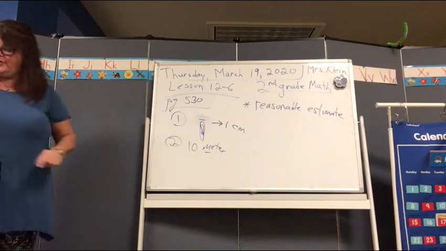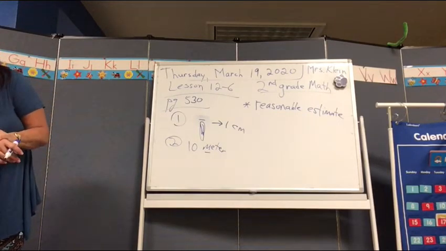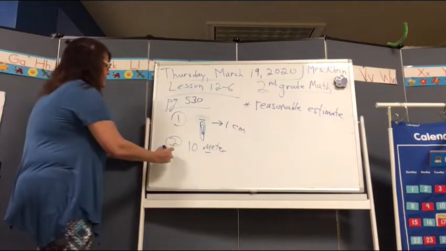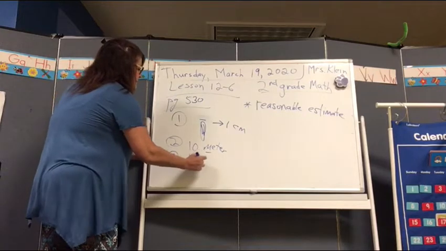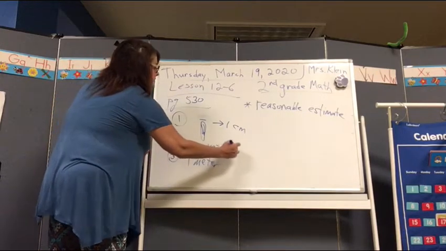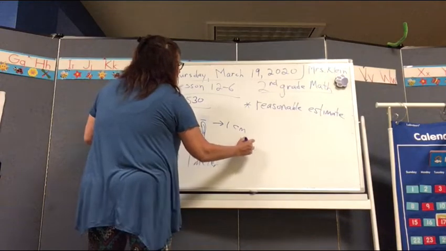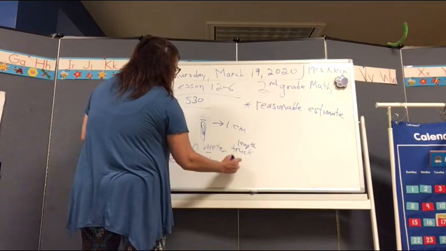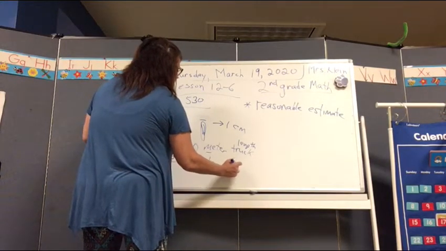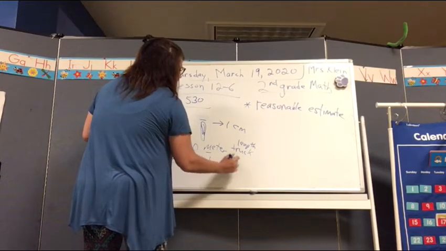Number 3 is the width of a table, about 1 meter. The width of a table is about 1 meter. This was the truck, the length of a truck. And this is the length, this is the table.